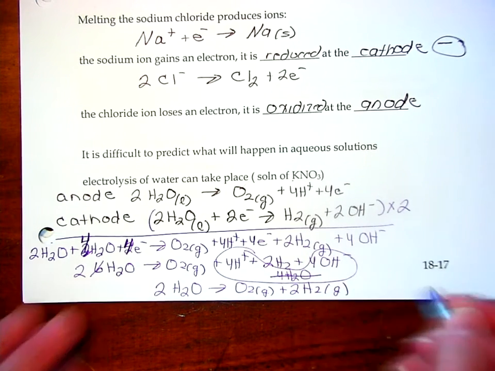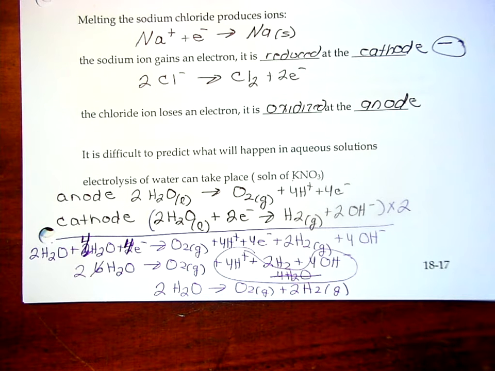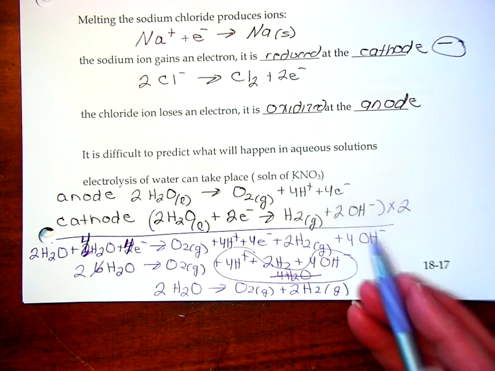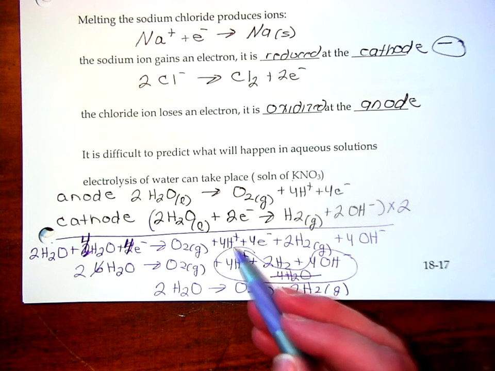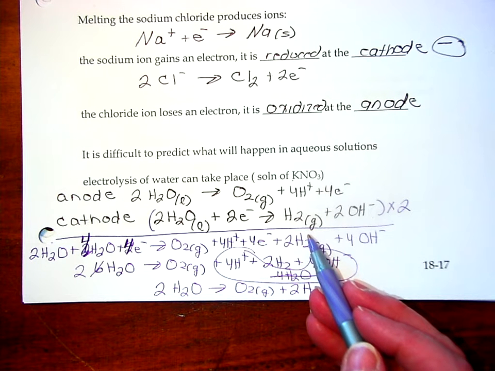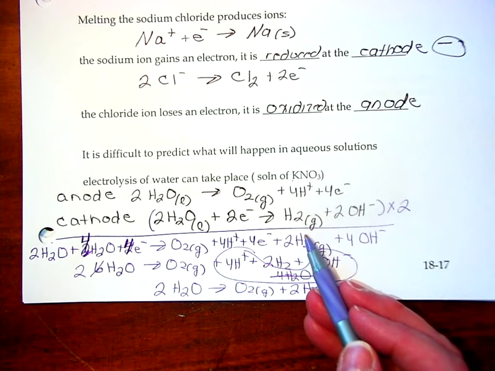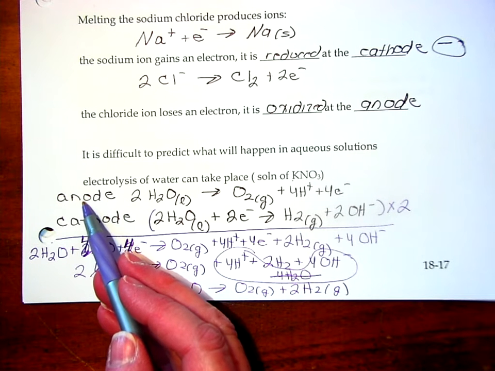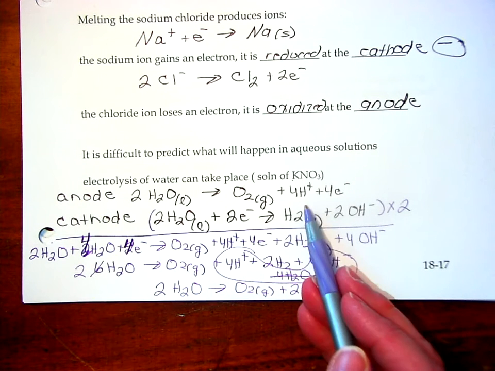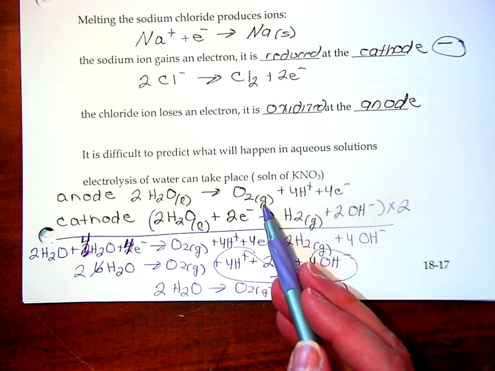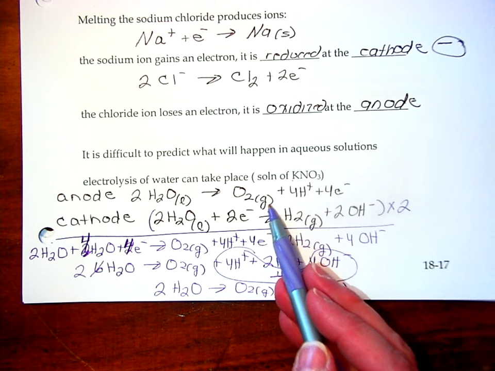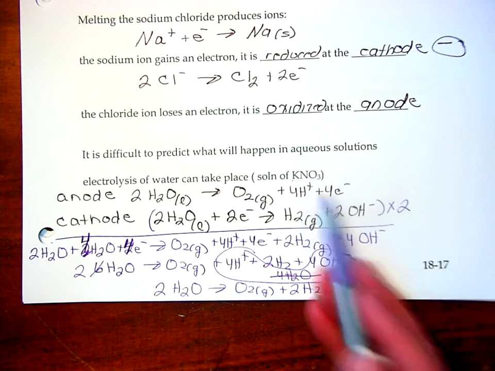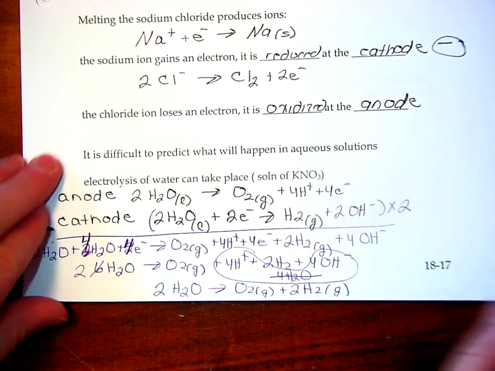And that's the electrolysis of water. And in this case, the cathode reduction is the formation of hydrogen gas, and it is preferential to reduce the water than it is to reduce the potassium ion. At the anode, I have the production of the hydrogen ions and the oxygen, and again, that's preferential to trying to electrolyze the nitrate. So in this case, we electrolyze the water.